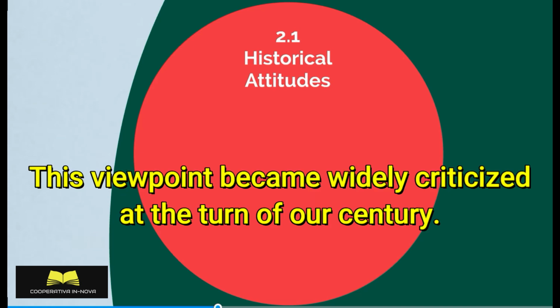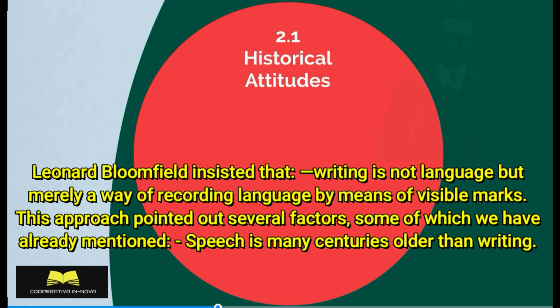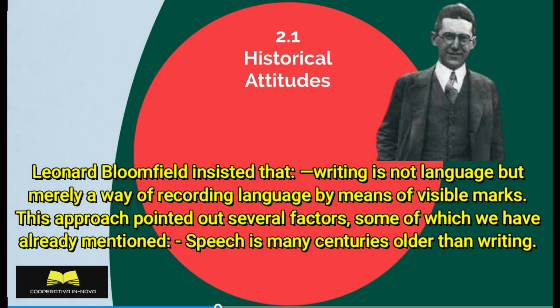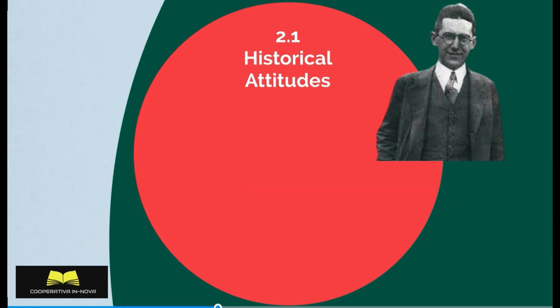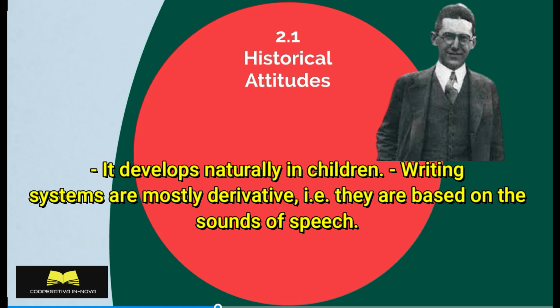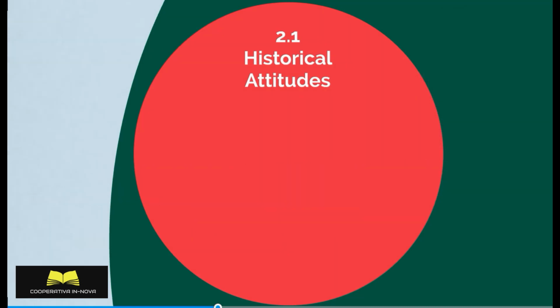This viewpoint became widely criticized at the turn of our century. Leonard Bloomfield insisted that writing is not language, but merely a way of recording language by means of visible marks. This approach pointed out several factors, some of which we have already mentioned. Speech is many centuries older than writing. It develops naturally in children. Writing systems are mostly derivative, i.e., they are based on the sounds of speech.